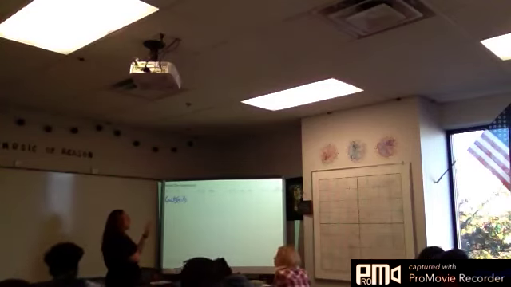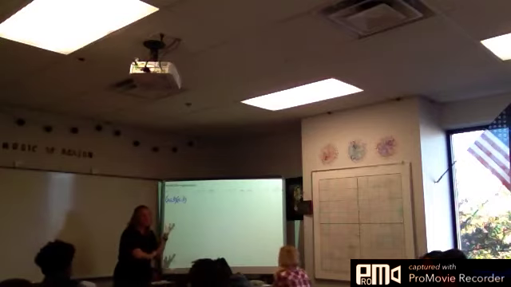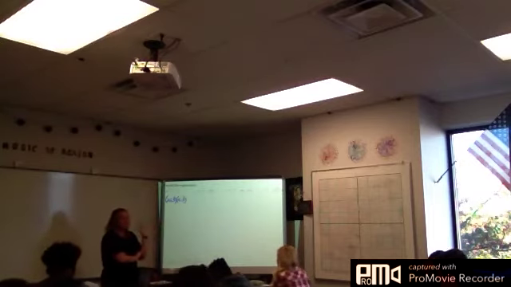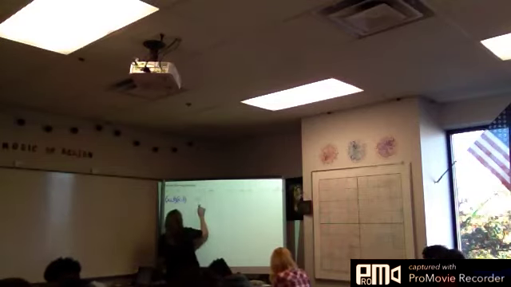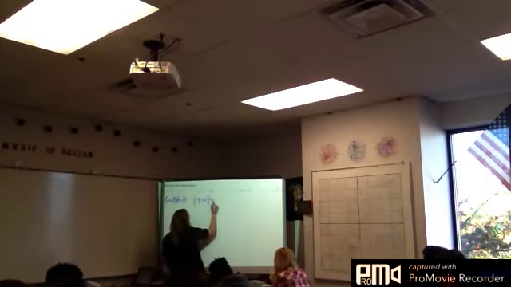Number 5, q squared minus 100. What's going on there? Q plus 10, Q minus 10. Yes, because I have a difference of squares. 100 is a perfect square, q is a perfect square. So it's q minus 10 and it's q plus 10.